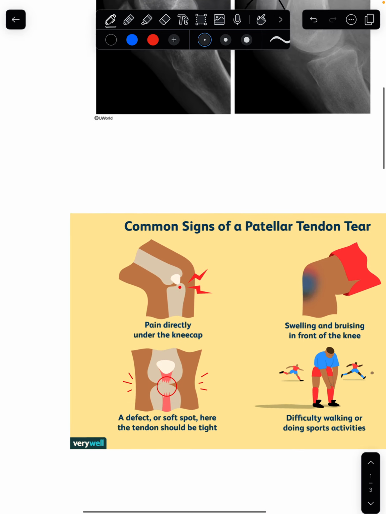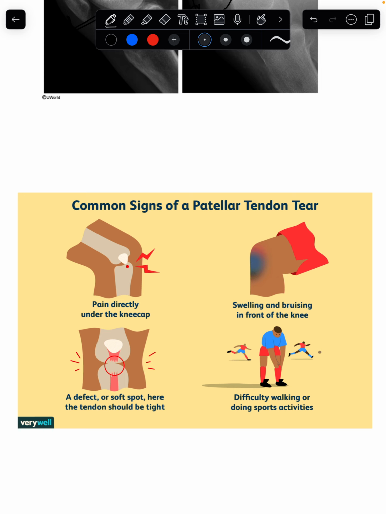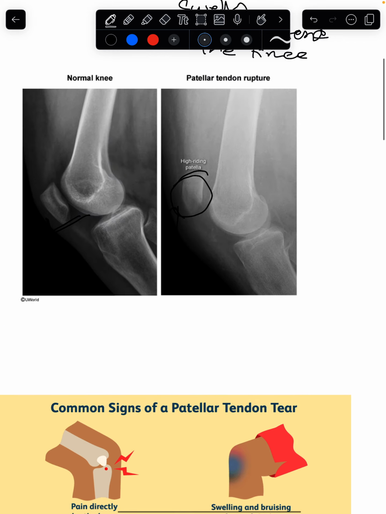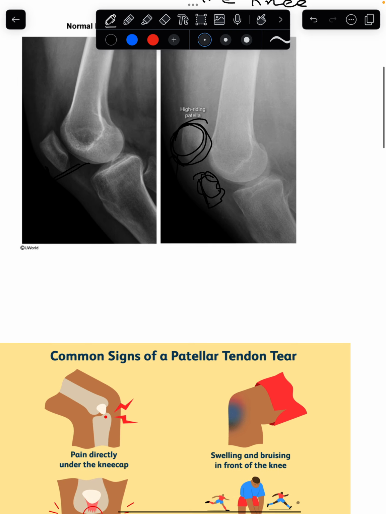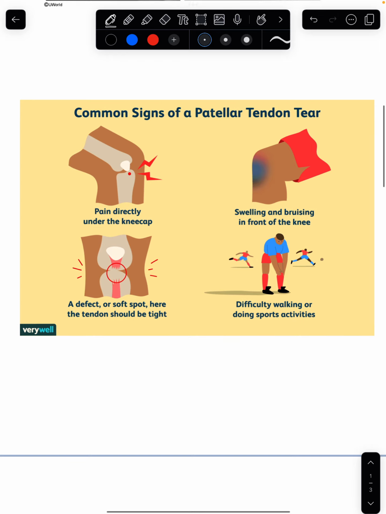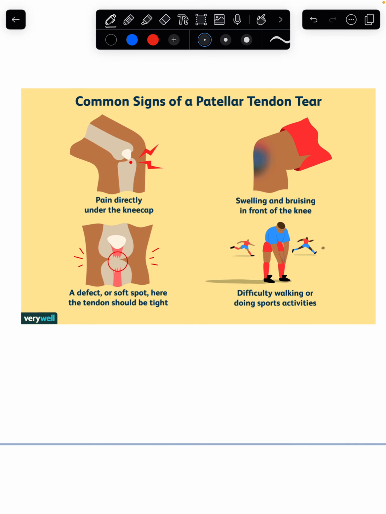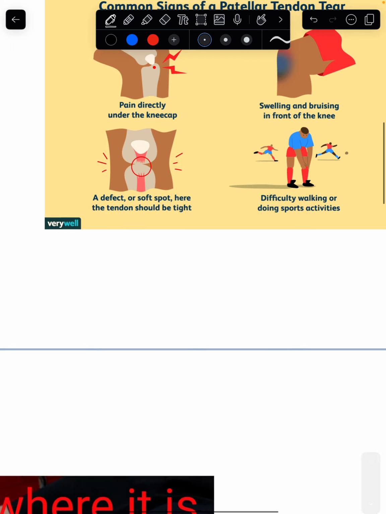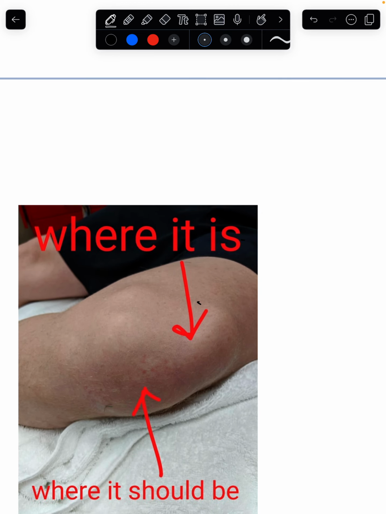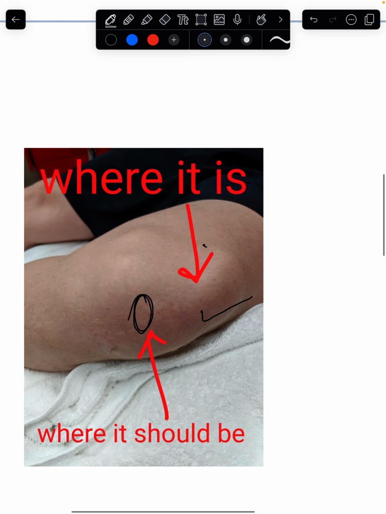So what are the signs? Like I already said, pain directly under the kneecap, swelling and bruising in front of the knee, and a defect. Since the patella is displaced upward, there is a gap or defect in the usual position of the patella. This condition is also called patella alta, I think. You can see it here. The patella is displaced way above, and there is a gap in the usual region of the patella. It should have been there, but it is displaced upwards.